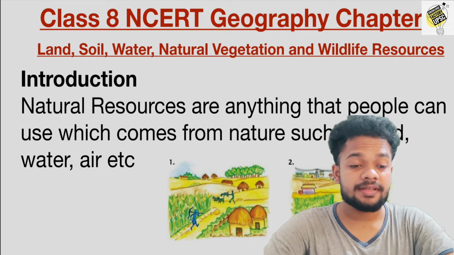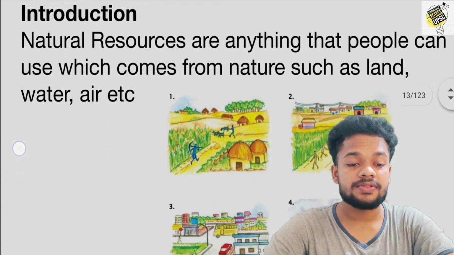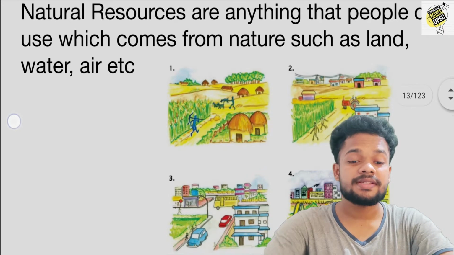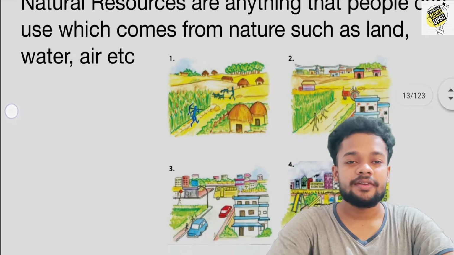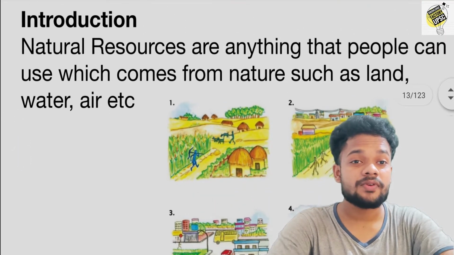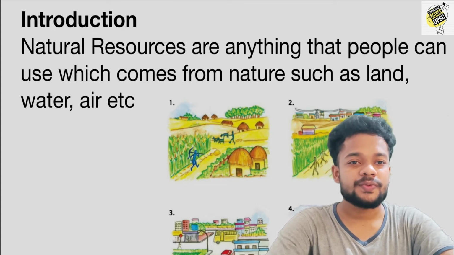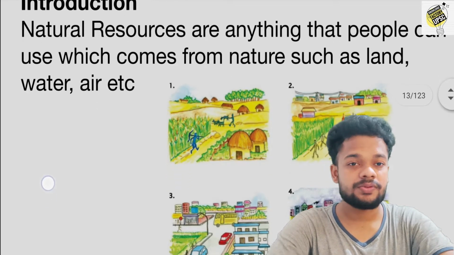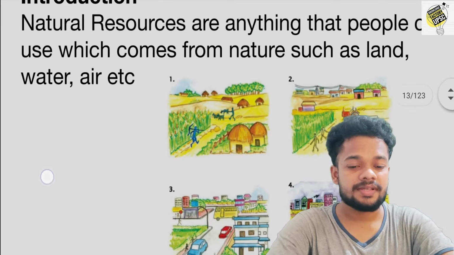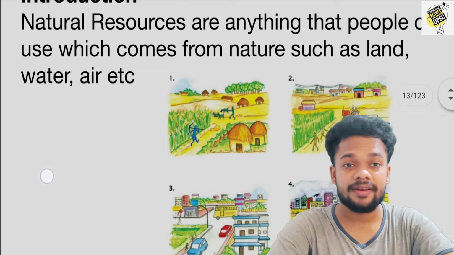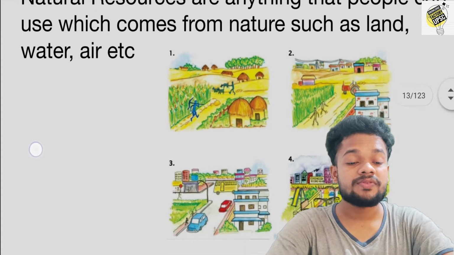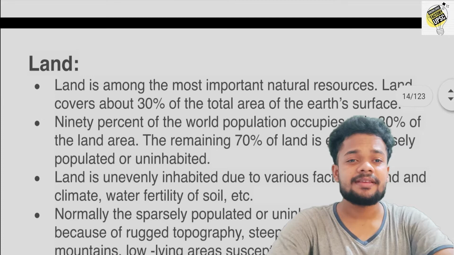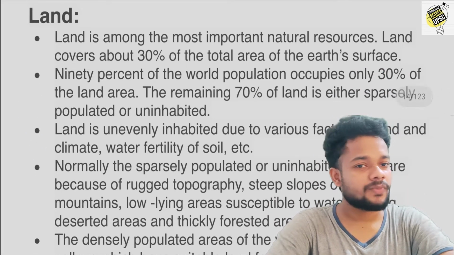Natural resources are anything that people can use which comes from nature, such as land, water, air, etc. So the introduction of the chapter itself shows what natural vegetation and natural resources are. We have already discussed what resources are, the main types of resources, and the important sources of resources. Those who have not seen that video, kindly watch the previous video, so you will get a good continuation to this chapter. Natural resources are anything that people can use which comes from nature, such as land, water, air, etc. We are going to discuss each and every concept in great detail. So let's move to that.